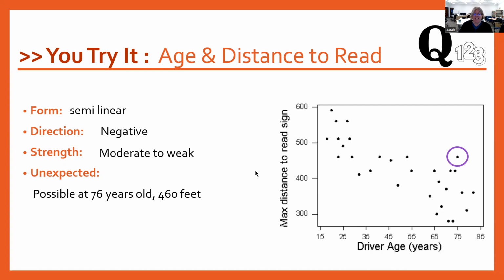All right, and then the sentence for this one. So this one is negative, it's going downhill. And so what I want to say for that sentence is as x, so as the driver's age increases, the max distance to read the sign tends to decrease. So in other words, the older you get, the closer you have to get to the sign to be able to read it. And that should make some intuitive sense.